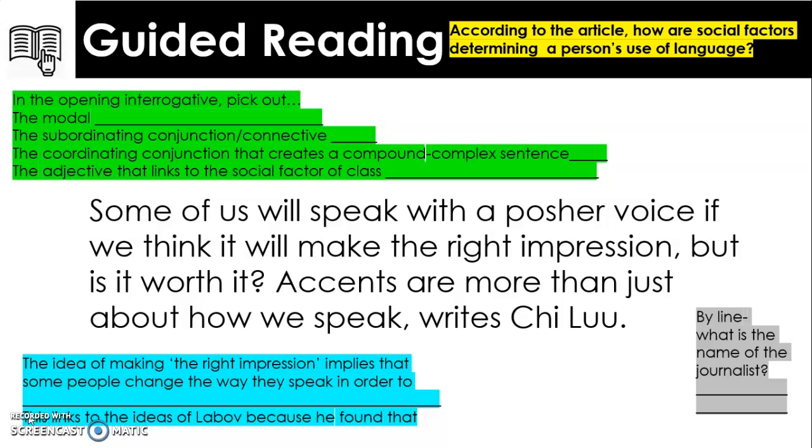It's another comparative. So it's ending in ER. So like we saw before, smarter. We've now got it linked to a second comparative adjective, posher. Some of us will speak with a posher voice if we think that will make the right impression. Okay, so a conditional relationship. We're going to speak posh. We're going to change the way we speak if we want to make a right impression. So this conditional relationship between how we're using language and the social factors at play. So in a certain social situation, this implies if I want to make a good impression, I am going to use a posher voice. Now look at that lovely coordinating conjunction but there. But is it worth it?